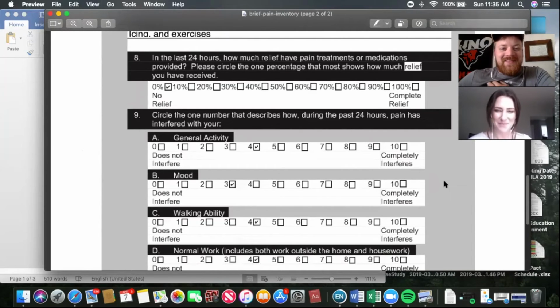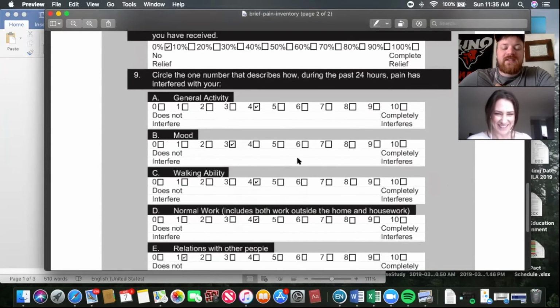You're welcome. So as far as his pain interfering with his general activity, it's a 4, just because whenever he moves, he feels it. His mood is a 3. Walking ability 4.